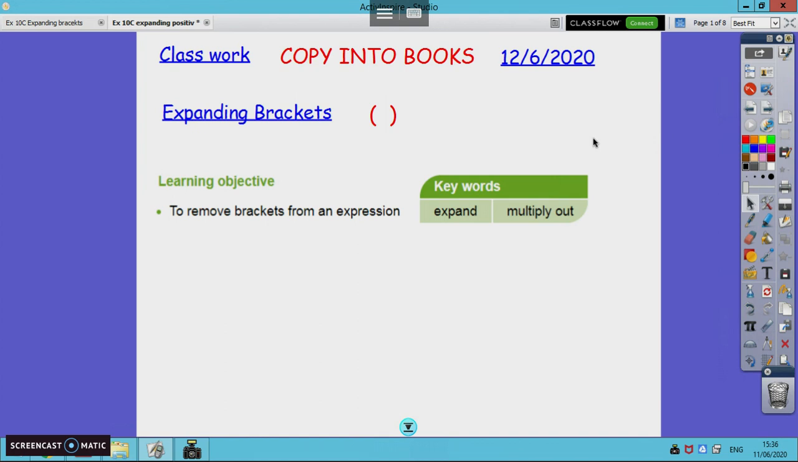So, can you get the title and the date down in your books or on a Google Doc, whatever you're working on today? And pause the video if you need to do that.